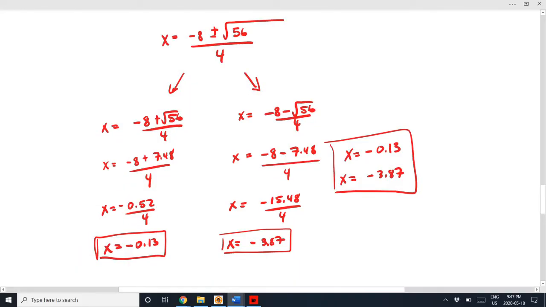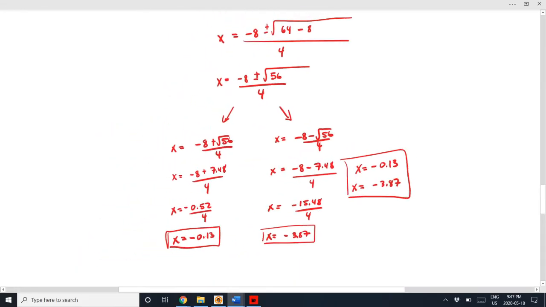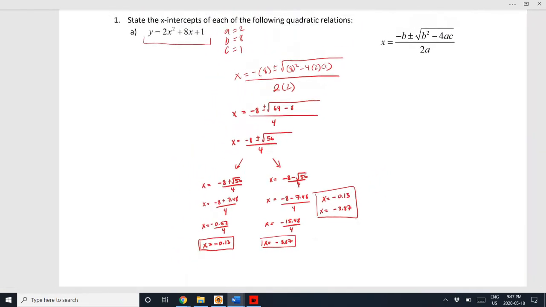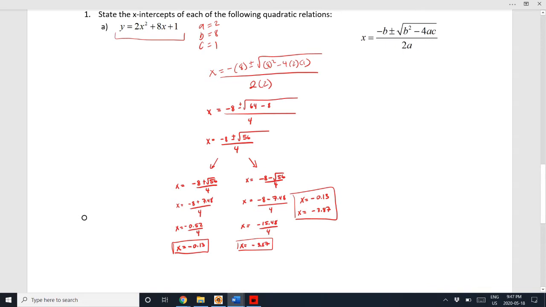So this is how we use the quadratic formula when we can't factor our quadratic equation. Now, we should only really use this when we can't factor, because factoring is a faster method than this. However, if you're stuck with factoring and you don't know how to do it, you can always use this formula. It'll work with any quadratic if you want to find the x's.